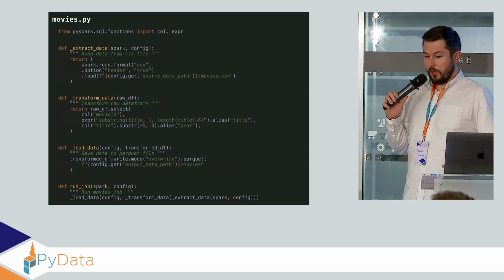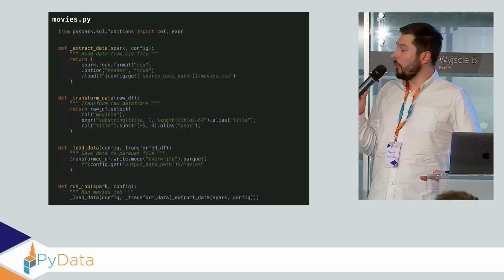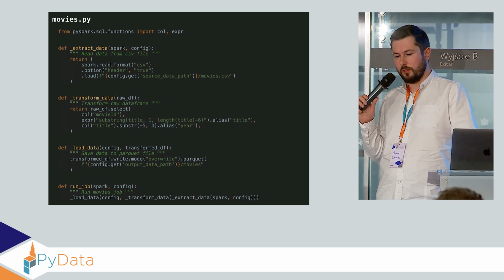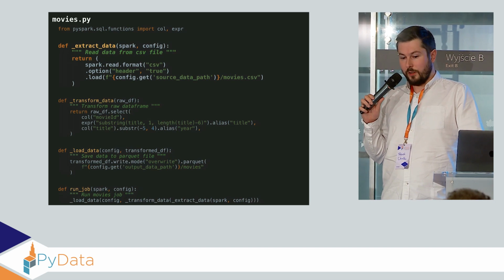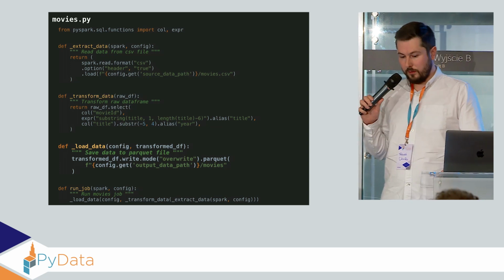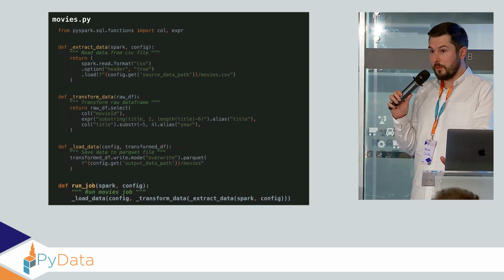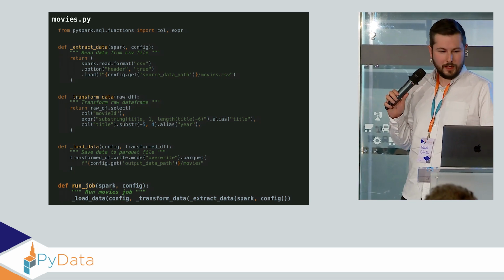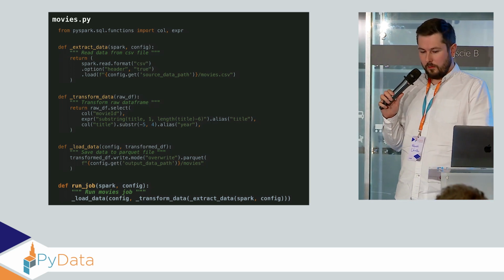So in order to run the main file, I also needed to update the movies job. I've separated this code into multiple functions. So we have a function to read the data from CSV, transform the data, and save the data to a Parquet, and of course we also have this run job function that is executed within the main file, and it's used to run the job.